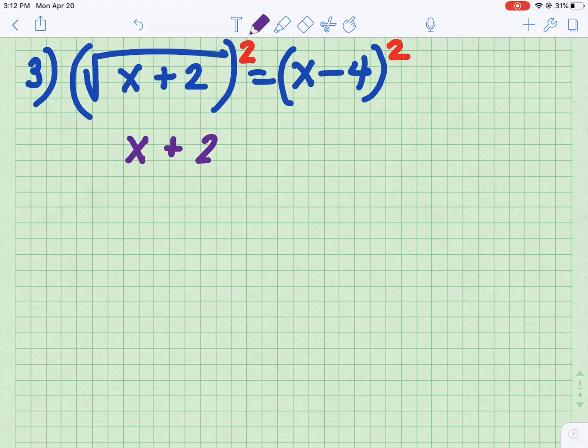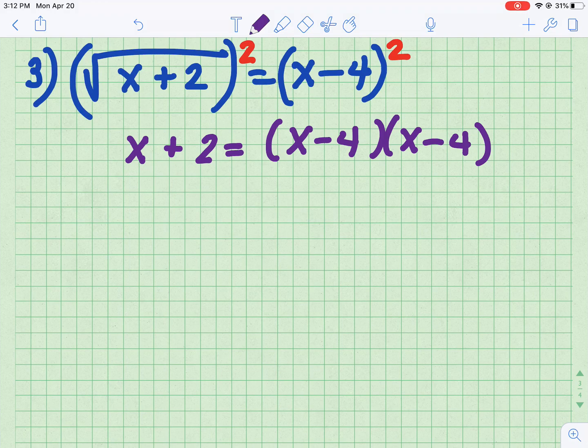Now be careful on this one. X minus 4 squared does not equal x squared minus 16. That is a pet peeve of mine. It equals x minus 4, parenthesis, another x minus 4. You have to FOIL or box it, okay?